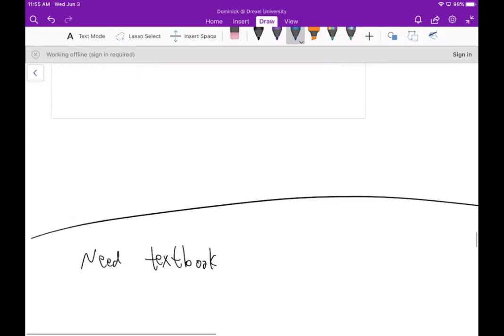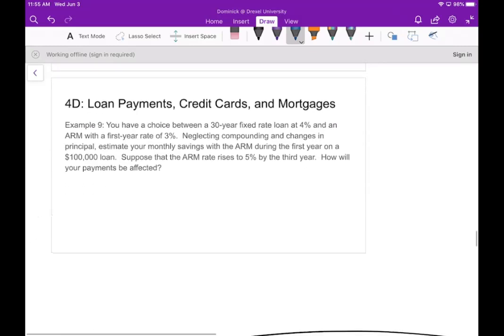So let's go ahead and take a look, and this will be the last example that we do for this section. Now, you have a choice between a 30-year fixed rate loan at 4% and an adjustable rate mortgage with a first-year rate of 3%. Now, if you neglect compounding and changes in principal, we'll estimate the monthly savings with the adjustable rate mortgage during the first year on a $100,000 loan, right?